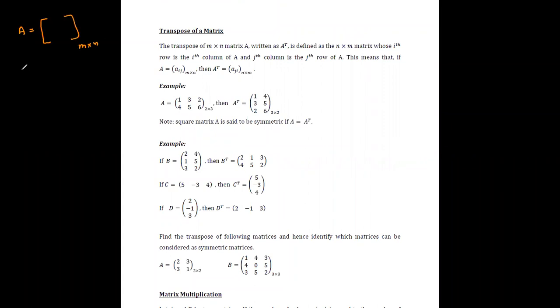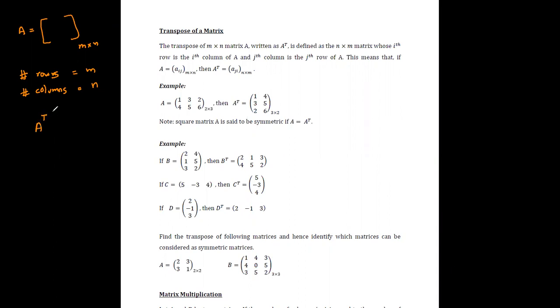It means that the number of rows equals m, and the number of columns equals n. Now, if you have a matrix with m rows and n columns in this form, we are going to identify the transpose of such a matrix. Generally, we denote the transpose of a matrix by A^T.